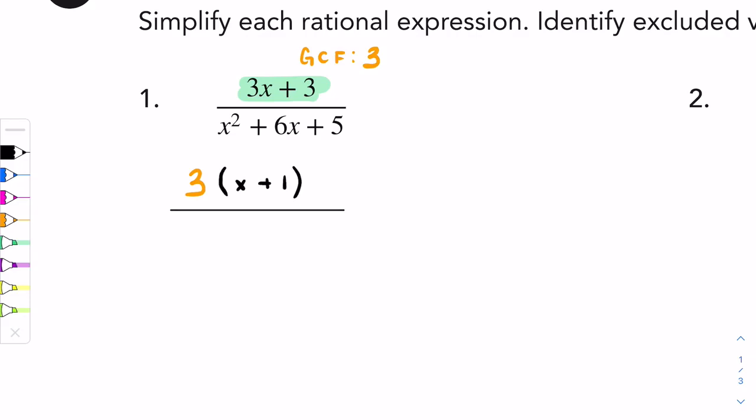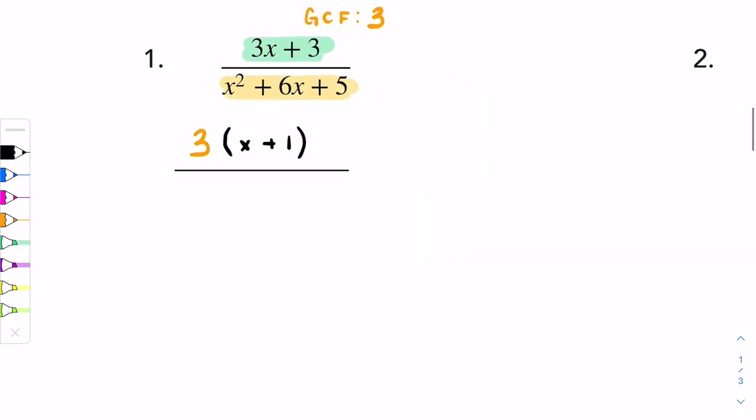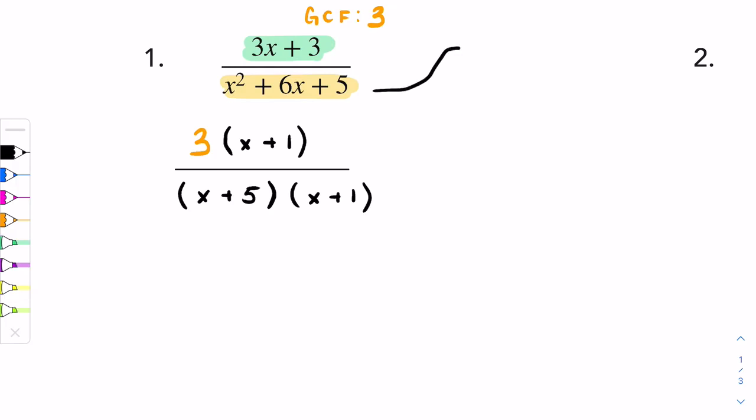In the denominator, I have to look at x squared plus 6x plus 5. And I'm thinking to myself, what two factors multiply to 5 and add to 6? And that's going to be x plus 5 times x plus 1. If you still need to do out the entire factoring process off to the side, which is what I'm about to write, you can do that.